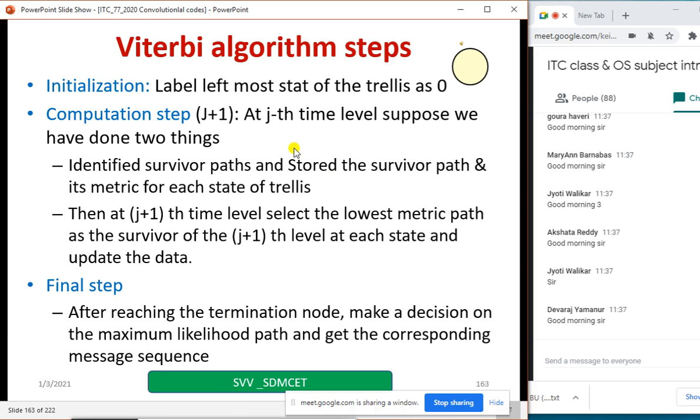We have discussed the Viterbi algorithm. Numerically, we didn't take any example, but now we will discuss it with a numerical example. Hope all of you know how to draw the trellis diagram.